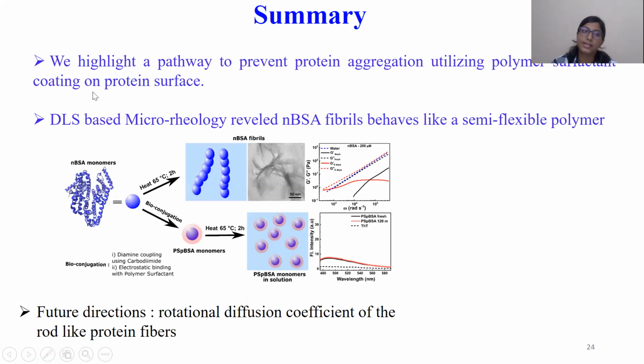Just to summarize our results, we highlight a pathway to prevent protein aggregation utilizing polymer surfactant coating on the protein surface. Basically, the polymer surfactant layer is preventing two monomers from coming into contact and further amyloid fiber formation. And also, our dynamic light scattering based microrheology data revealed that native BSA fibrils at longer time scales behave like a semi-flexible polymer. In future, we are focusing on studying the rotational diffusion coefficients of these rod-like protein fibers.